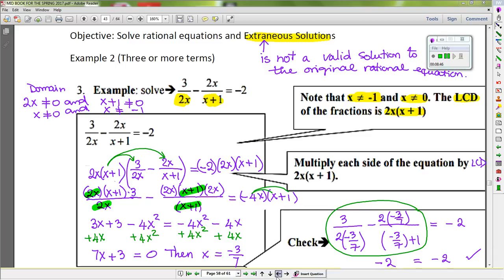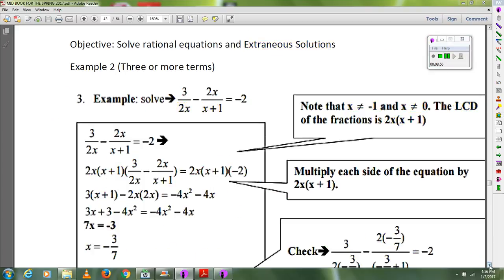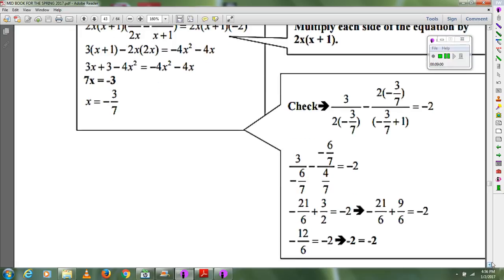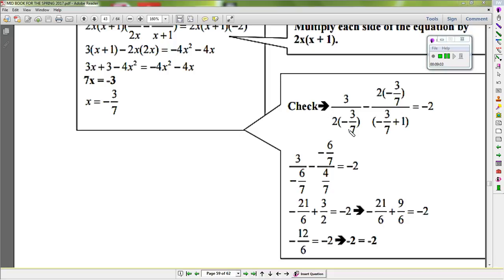Now in case you don't want to use your calculator, you want to do it without the calculator, I have the math done. So I'm going to go ahead and show you in here. So this is how we check. We substitute x with negative 3 over 7, and then we will simplify each one of our fractions.